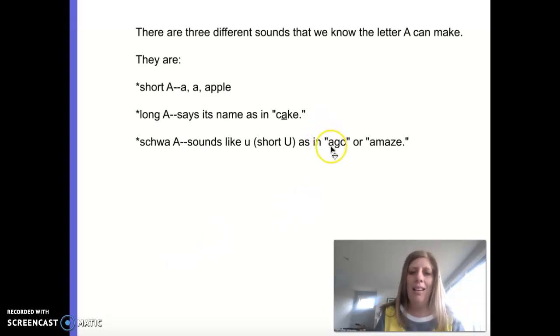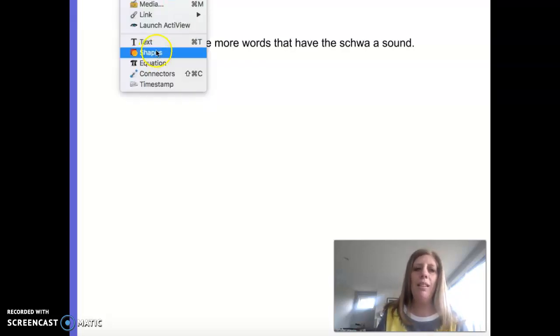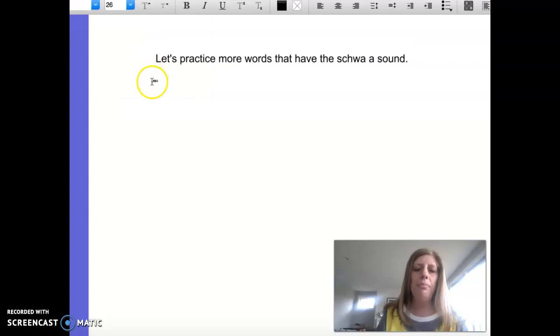You hear that A in ago? It doesn't sound like apple or A. It sounds like ago, amaze. Okay? Now let's practice some more words that have that schwa A sound. You can get a piece of paper and a pencil if you like, and you're going to try to spell these words, okay?